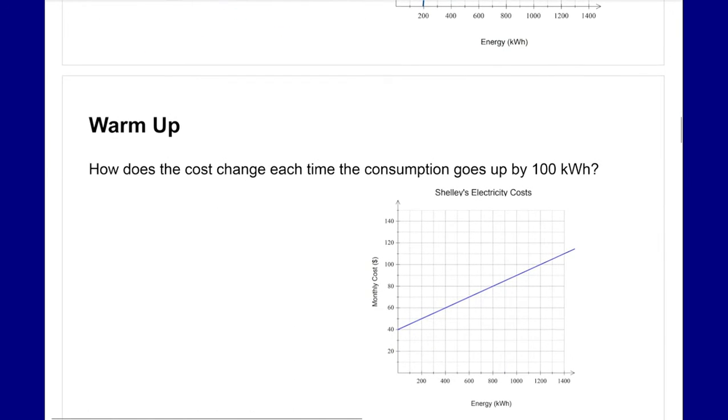How does the cost change each time the consumption goes up by an hour? Well, it goes up not by each hour, but by each 100 kilowatts. If we look at each 100 kilowatts, we should be able to see that for every 100 kilowatts, the cost changes by $5. $5 per 100 kilowatt hours.